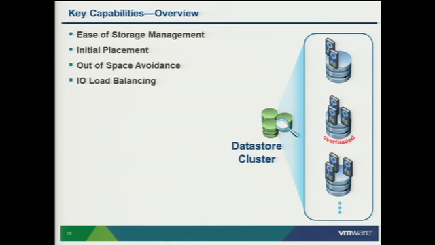Once the initial placement is done, even if you make it very, very intelligent, there is still a chance that due to the dynamic conditions of your environment, space or I/O load may make the data store overloaded. So Storage DRS will continuously monitor that condition for your data stores that are a member of the cluster. And if it detects that the data store is overloaded, it will move VMDKs around using Storage vMotion to reduce that condition and avoid that condition.